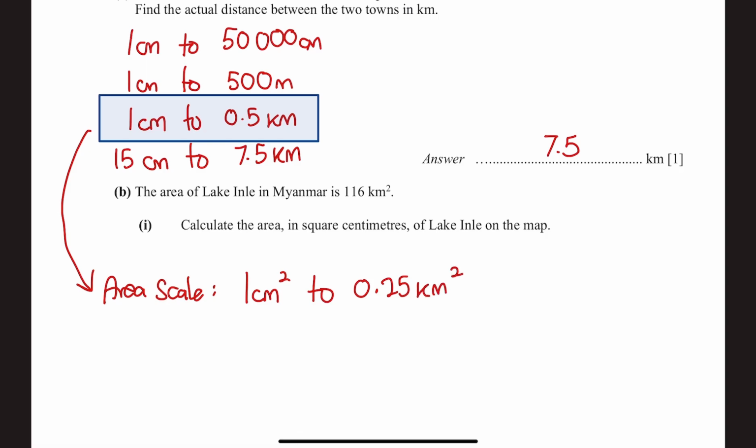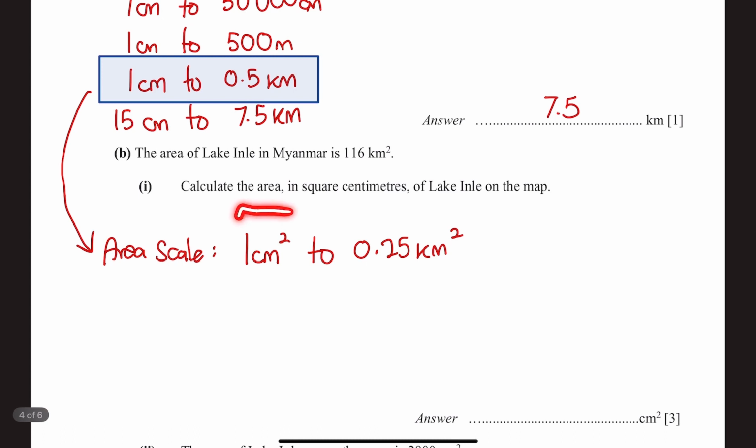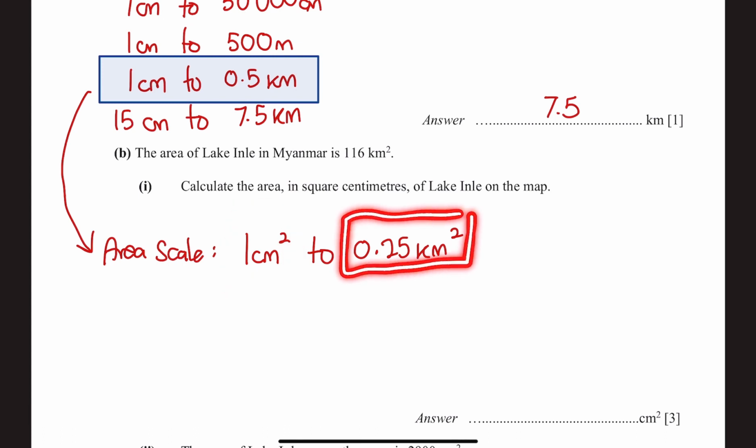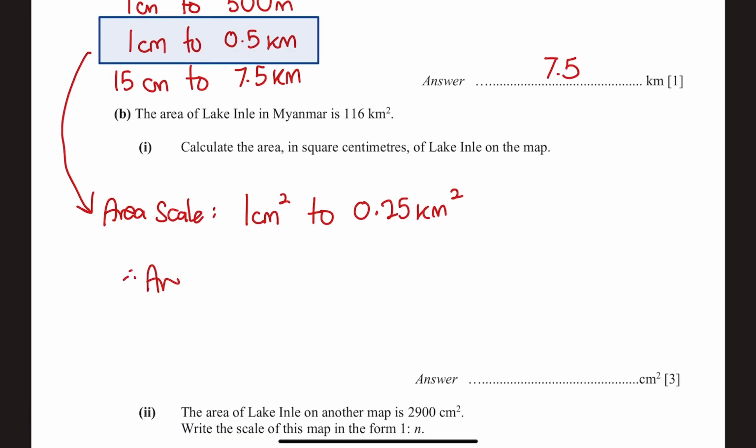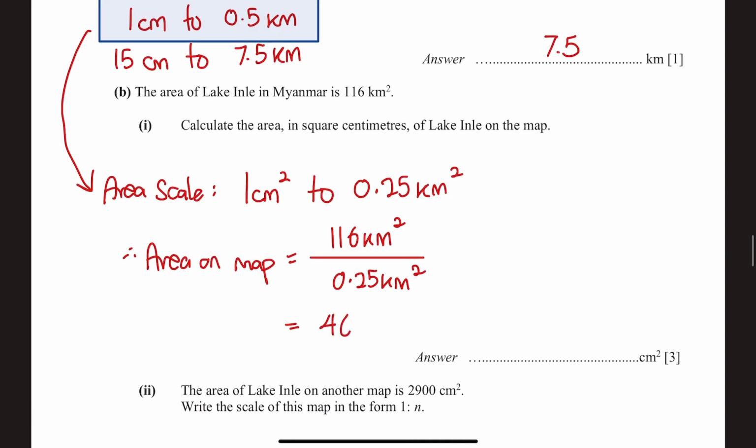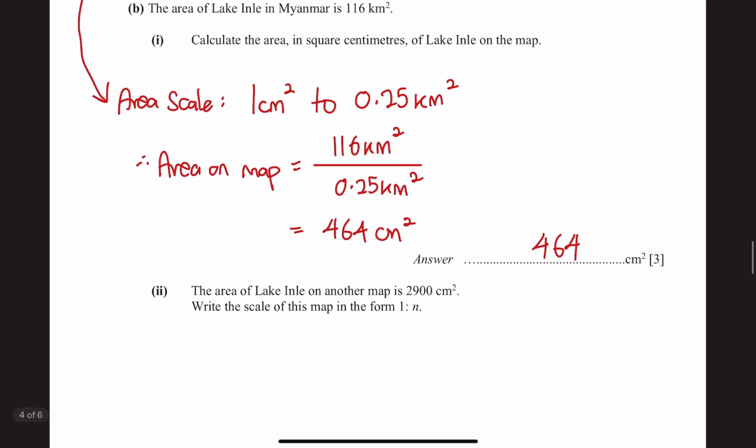Okay, so therefore, I know that 1 cm square on the map is equal to 0.25 km square in real life. In real life, if the area is 116 km square, what is the area on the map? So very simply, therefore, area on map is equal to the big area 116 km square divided by every cm square on the map is 0.25 km square. Therefore, area on the map is simply equals to 464 cm square. Okay, and that's the answer to question B part 1. Okay, let's now look at part 2 over here.